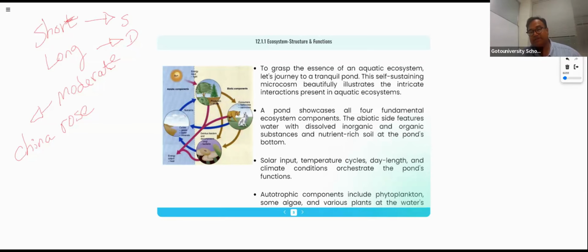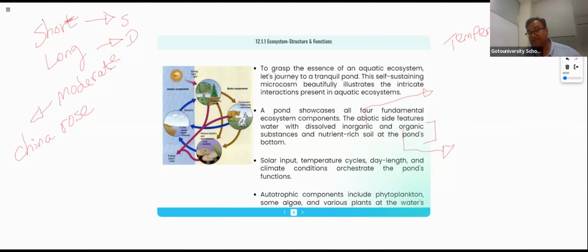So now what we need to understand is there are two important things: organic and inorganic substances. The abiotic structures with the dissolved inorganic and organic substances, nutrient-rich soil at the pond bottom, right? These abiotic structures also help the plant, but not every abiotic factor is a nutrient. Temperature is not a nutrient. Water is a nutrient. Minerals are nutrients. Again, we need to categorize inorganic nutrients and organic nutrients.